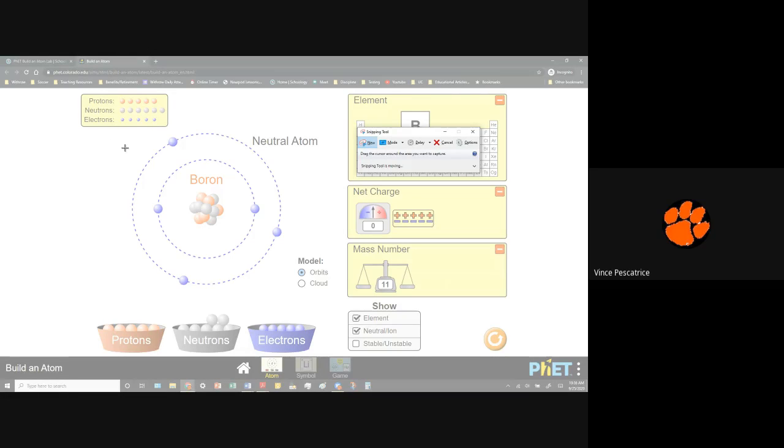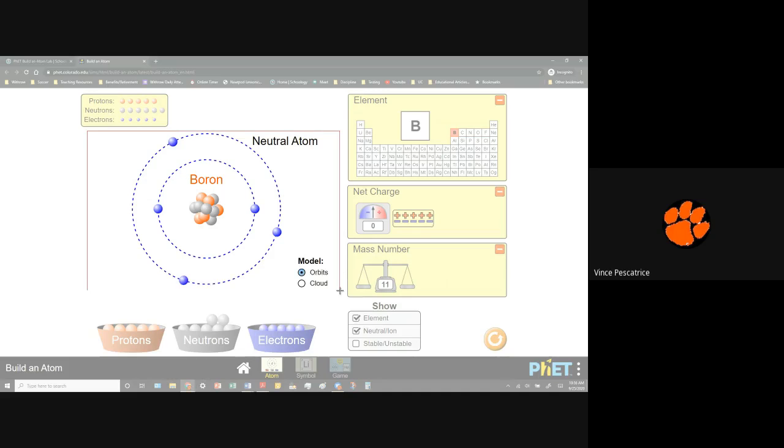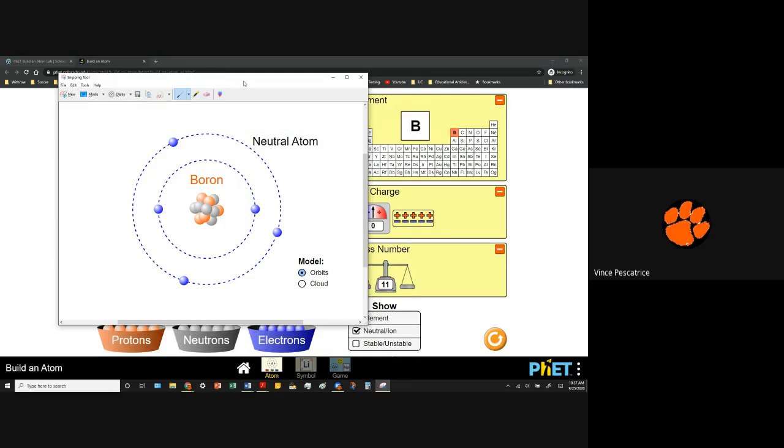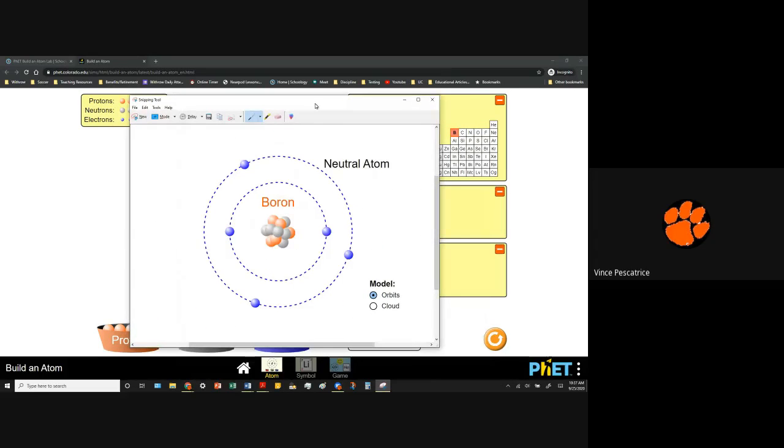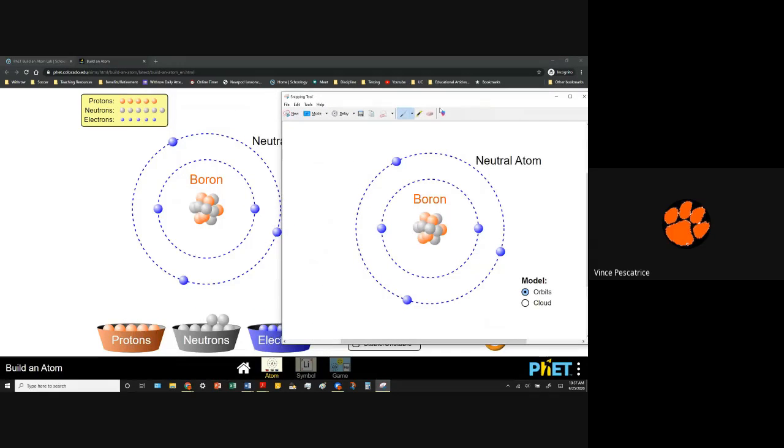When your screen goes gray, you should see little crosshairs, and you're going to click and drag this red square to capture the entire atom. When you release your click, it's going to immediately pop up in this box here. You're going to want to go to the top center where it says copy. So in between the save and the send is one that says copy. Click on it.